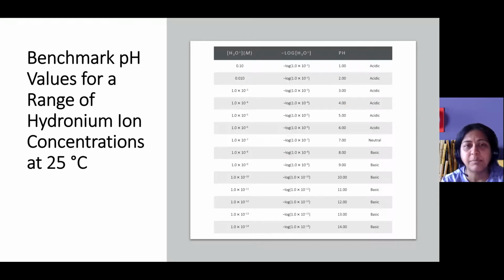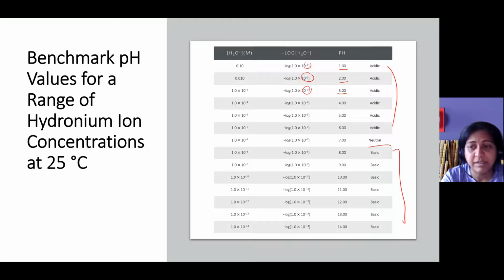Here you will see some other benchmark pH values for a range of hydronium ion concentrations at 25 degrees Celsius. Simply, when it is 10 to the negative 1, the pH equals 1, 10 to the negative 2, pH 2, 10 to the negative 3, pH 3, like that. So all these solutions less than 7 are acidic, at 7 it is neutral, above 7 are basic.